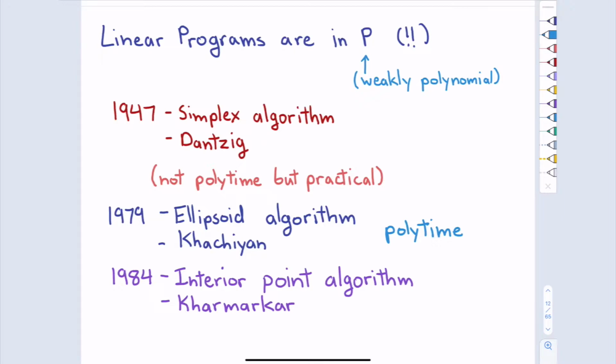That said, getting a polynomial time algorithm was a big open problem for a long time, especially as linear programs became more and more useful. That was finally resolved in 1979 by something called the ellipsoid algorithm. At least it was resolved on paper. Ellipsoid refers to John's ellipsoid theorem, so it's a bit mathematical. And then a slightly more practical approach called the interior point algorithm came out in 1984. So these last two algorithms are polynomial time.